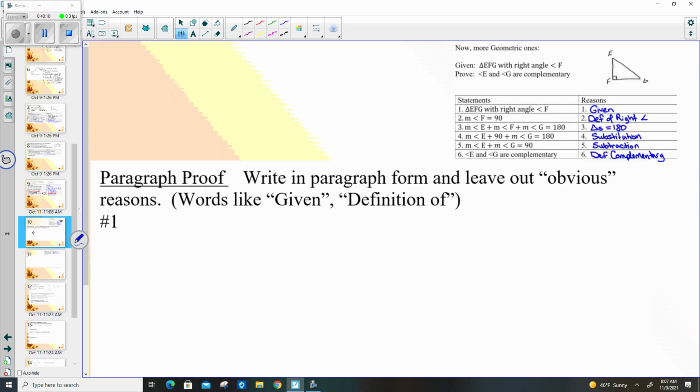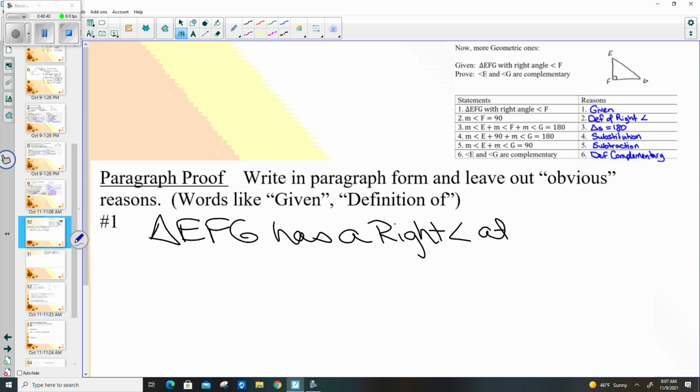So what we're going to do is take that first proof that we did, and I have it up here on the smartboard with us so you don't have to flip back and forth, where we knew that the triangle had a right angle at angle F, and we were trying to prove E and G were complementary. We're going to turn it into a paragraph proof. Again, all this really does is take your statements and reasons and write them into sentences. So my very first sentence is going to be: triangle EFG has a right angle at angle F.